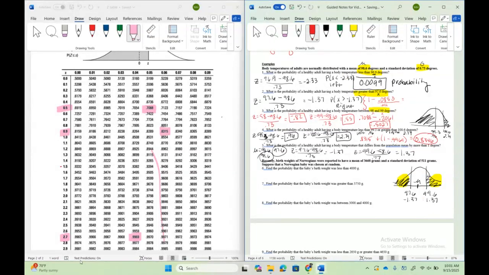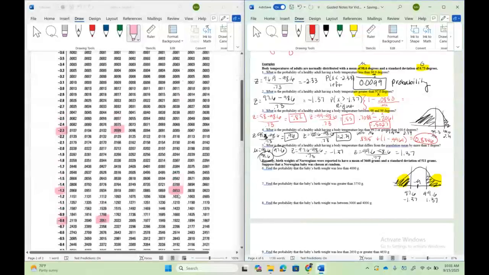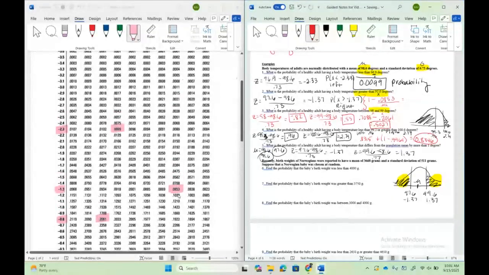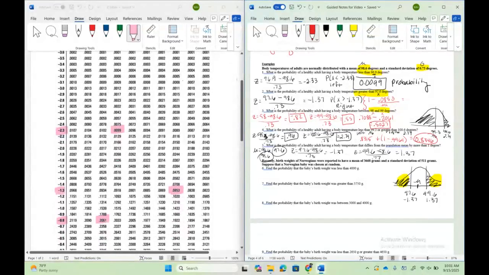So the area to the left of negative 1.37. Let's see here. Yeah, there we go. 0.0853. So this area right here is 0.0853. I'm just going to double that. And so my final answer will be 0.1706. Okay.